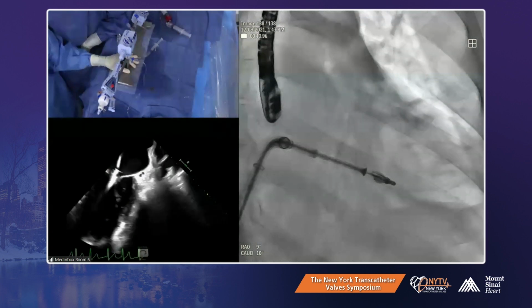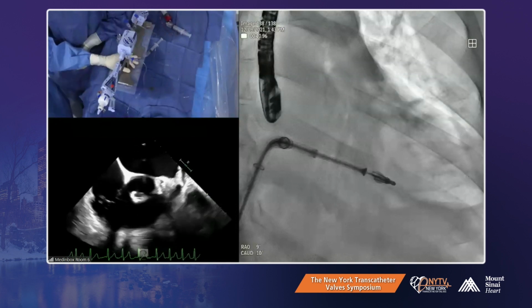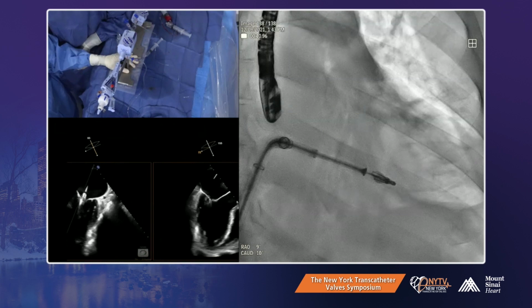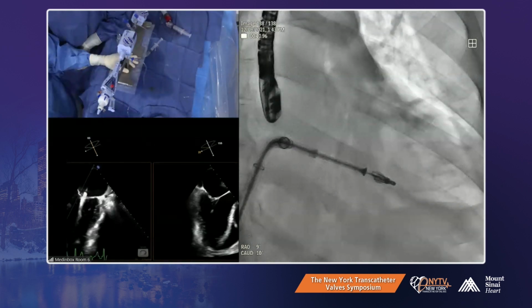Yeah, but let's look, it is still MR, so the valve is huge. What's the valve area? 8. Yeah, 8. So then you may not have changed much. Can I see the MR color?